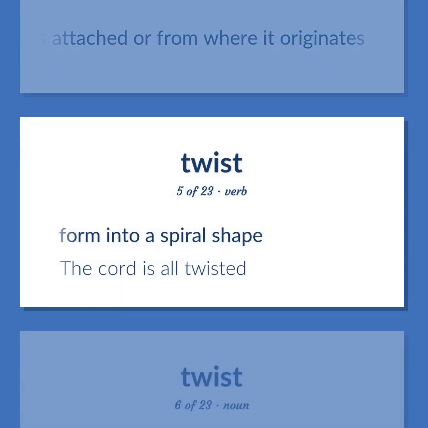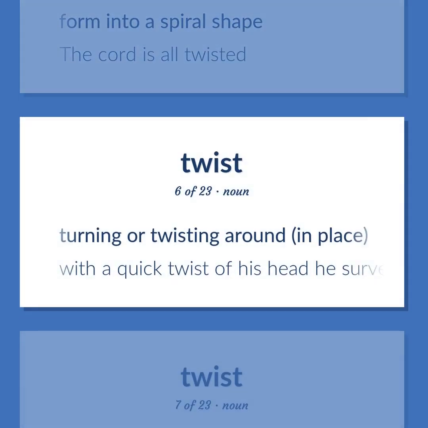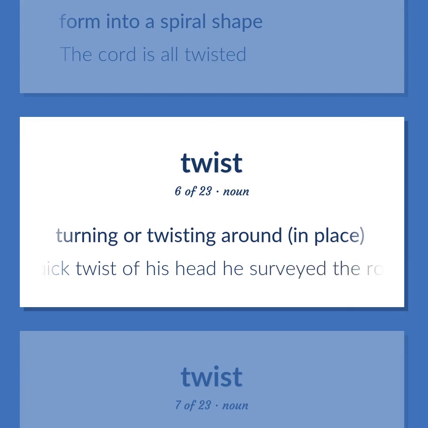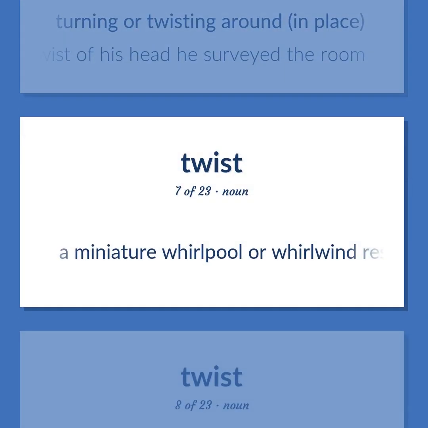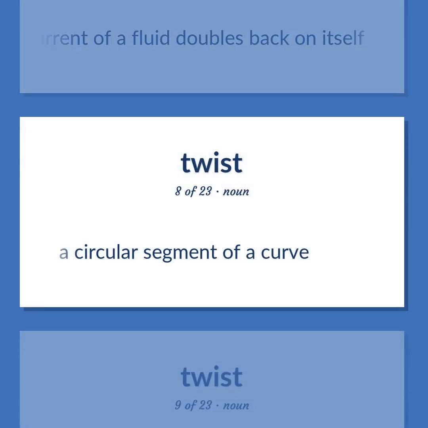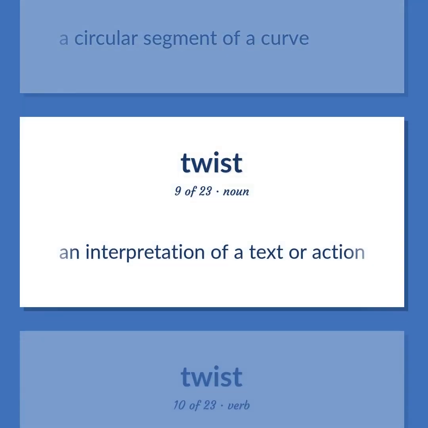Form into a spiral shape. The cord is all twisted. Turning or twisting around, in place. With a quick twist of his head he surveyed the room. A miniature whirlpool or whirlwind resulting when the current of a fluid doubles back on itself. A circular segment of a curve. An interpretation of a text or action.